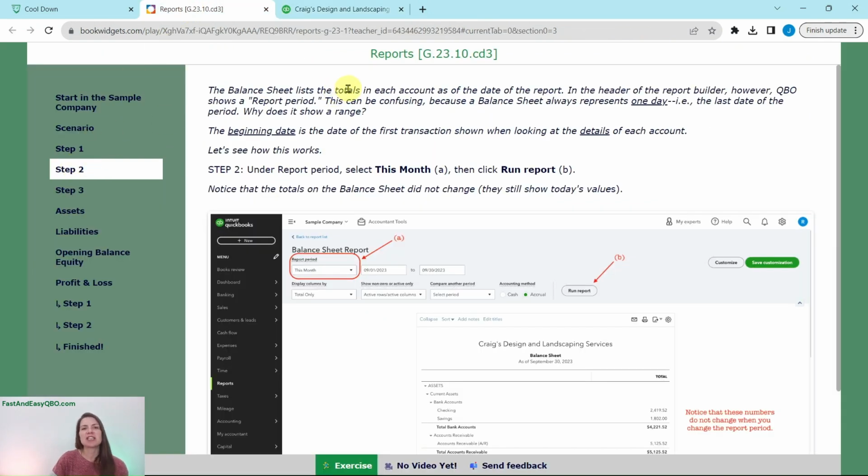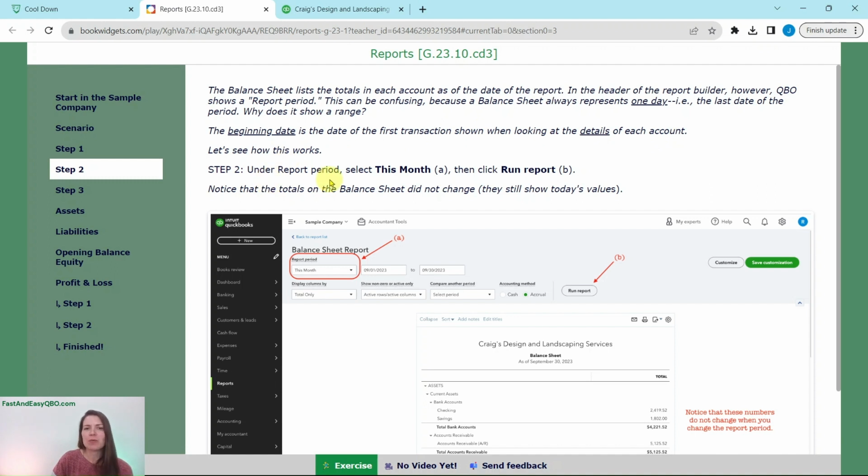Now, the balance sheet lists the totals of each account as of the date of the report. So, in the header of the report builder, QBO shows a report period. And this can be confusing because the balance sheet always represents one day, the last day of the period. So, why is it showing a range? Well, the beginning date is the date of the first transaction shown when looking at the details of each account. So, let's see how this works.